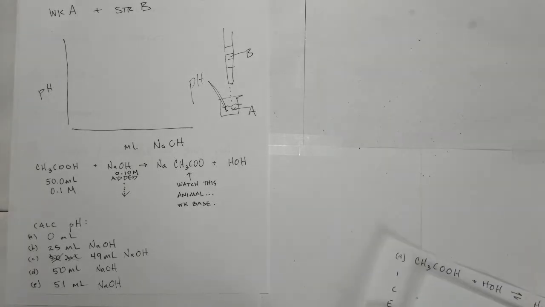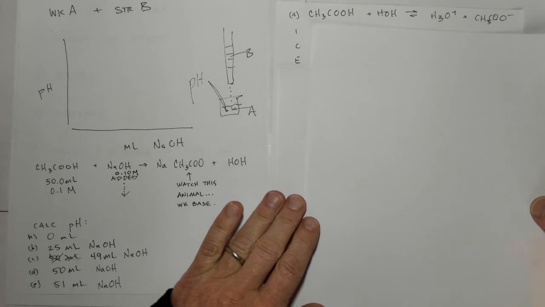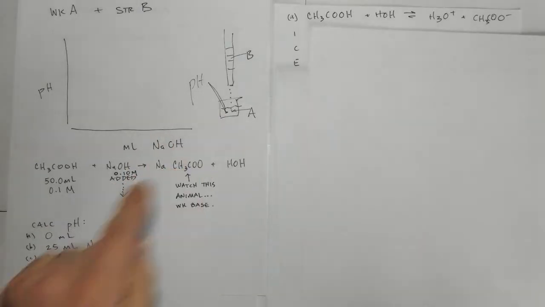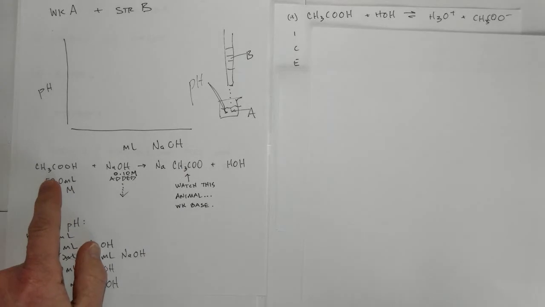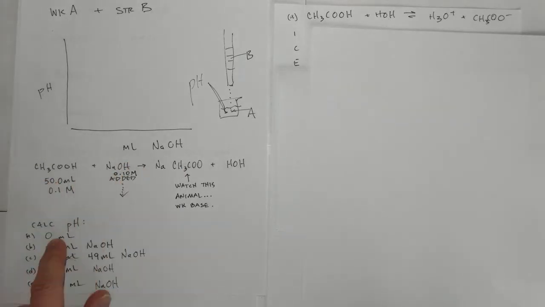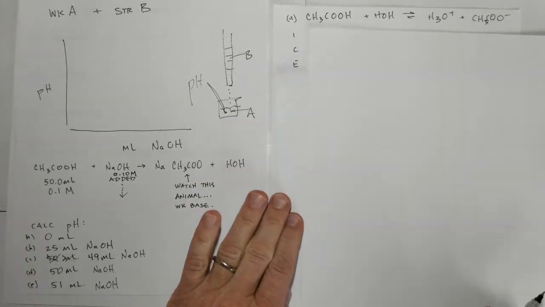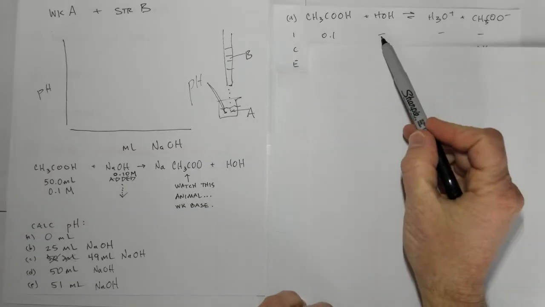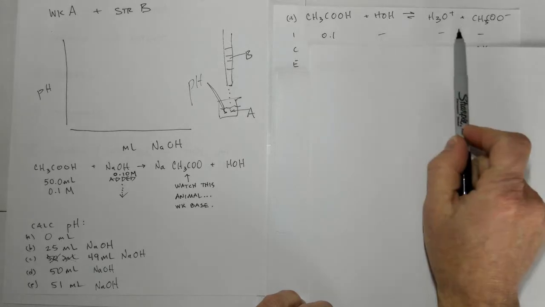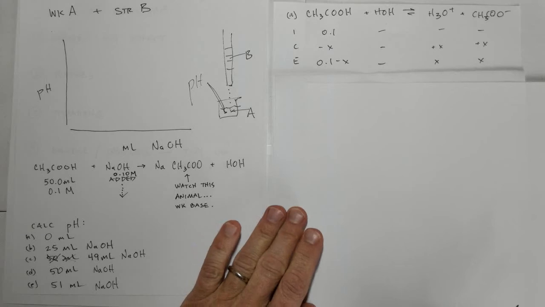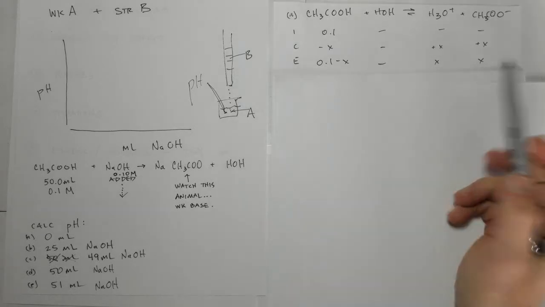So here's letter A. In letter A, you want to write down an ice table, and we've got a weak acid in this beaker. It's CH3COOH. And we have no NaOH added so far, so 0 milliliters added. So this is a chapter 16 weak acid problem where we have an ice table. We put in the molarity. We don't care about this because it's a pure liquid, none and none to start with. Lose X, gain X, gain X. And then we get 0.1 minus X, X, and X.